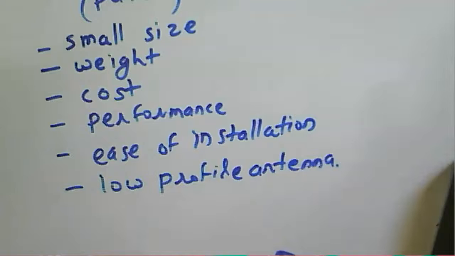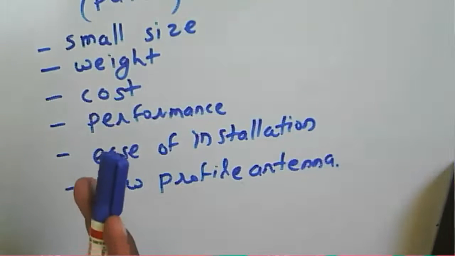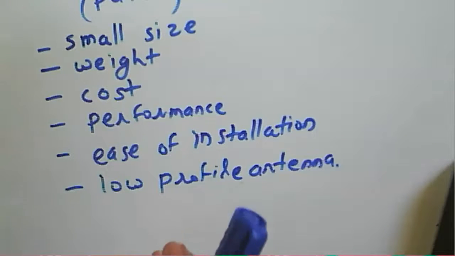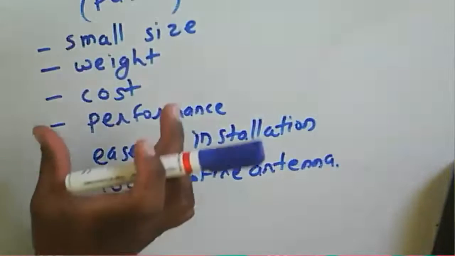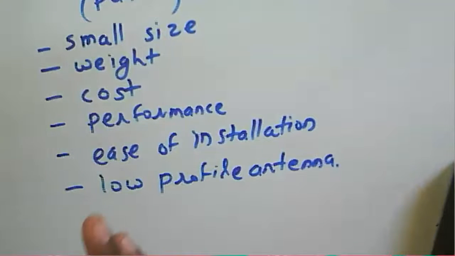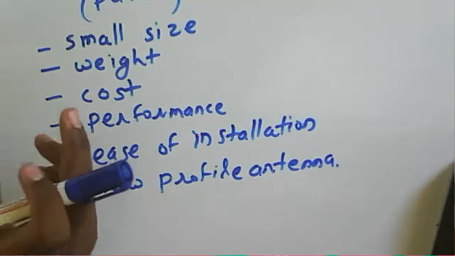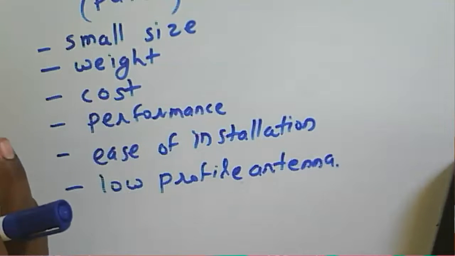We use that printed circuit board to design a simple patch-like structure. This patch is developed on the PCB. The patch can be of various shapes: rectangular, triangular, or circular. We'll see the various shapes of the patch antenna. The patches are easily designed or developed on the PCB.